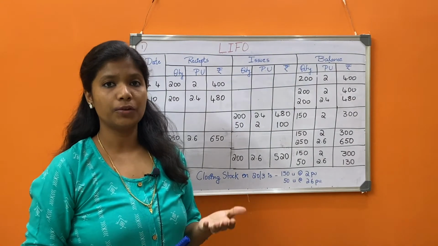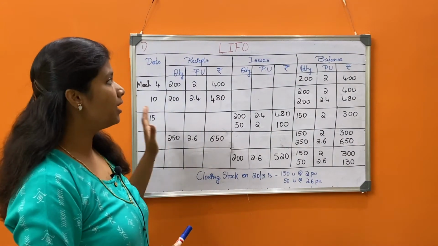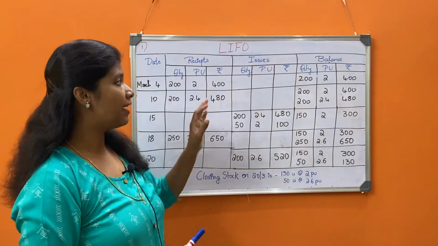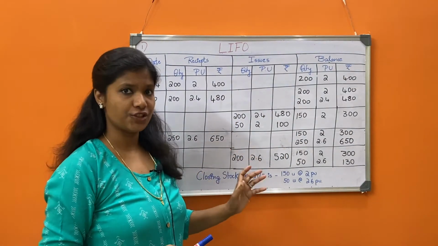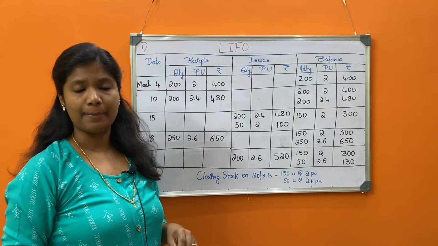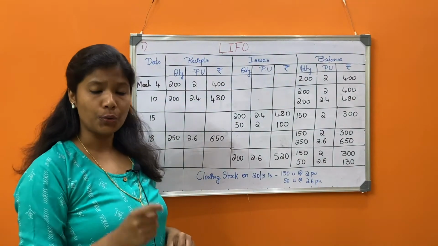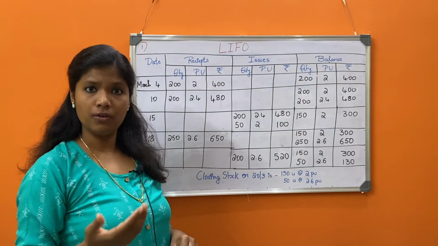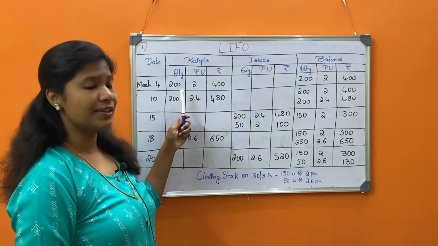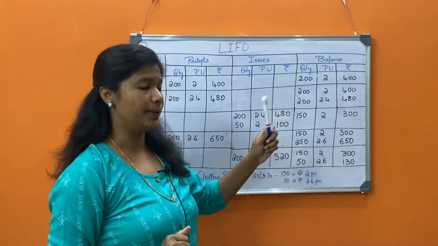Right, so moving on to the next method, that is last in, first out method. Again, the format remains the same. Let's move on with the transactions. The first transaction happens on March 1st where they have received the goods, 200 units at the rate 2, 400. So write in the receipts column and carry forward the same in the balance column.